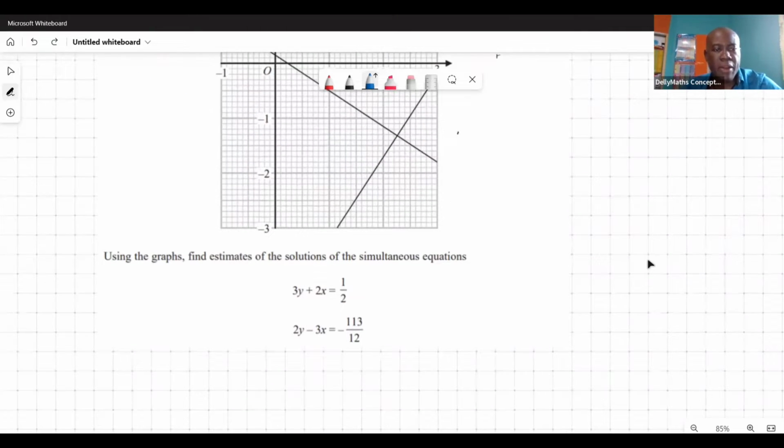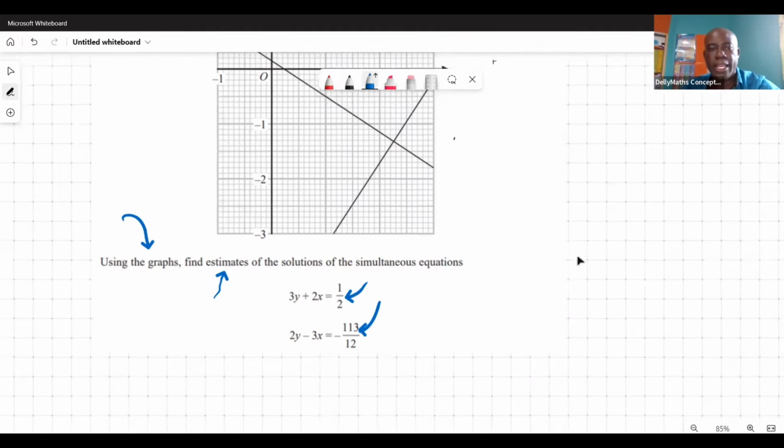It says using the graph, find estimates, all right? It says find estimates because in reading off the scale, there'll be a range of answers that you could give that would be okay, right? So find estimates of the solution of the simultaneous equations. We should use the graph, which means that if you use your algebraic skills, that won't work, all right? So we're going to be using our graphical knowledge.